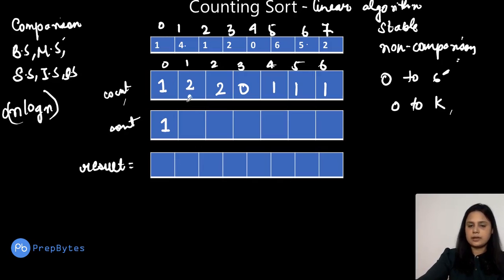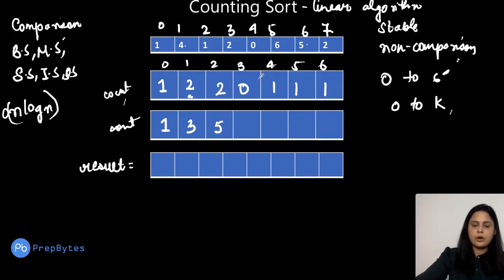We are just modifying it, starting from here. So this remains the same as it is. Now what I'll do is that for this place, I'll make it this plus this. So all the elements less than or equal to 1 is going to be 2 plus 1, 3. All the elements less than or equal to 2 is going to be 3 plus 2.